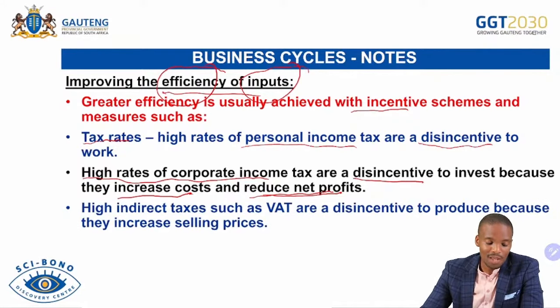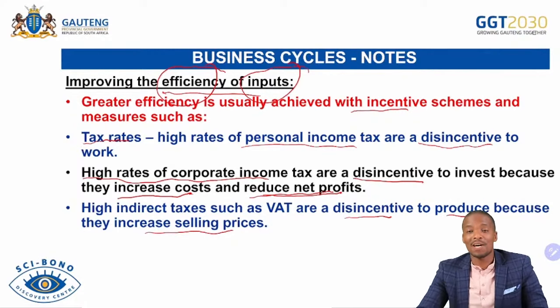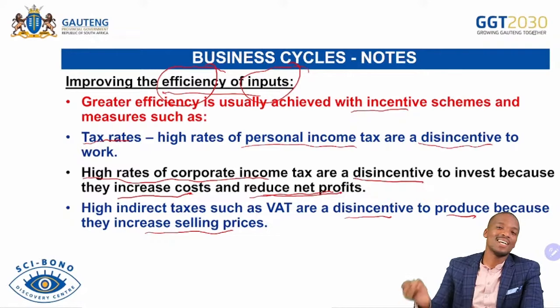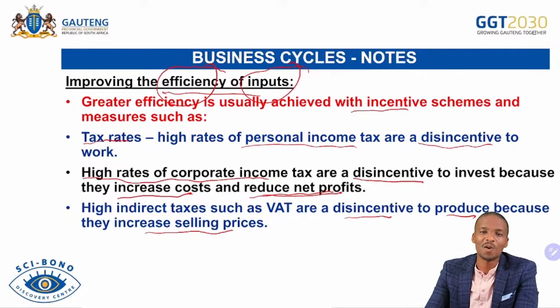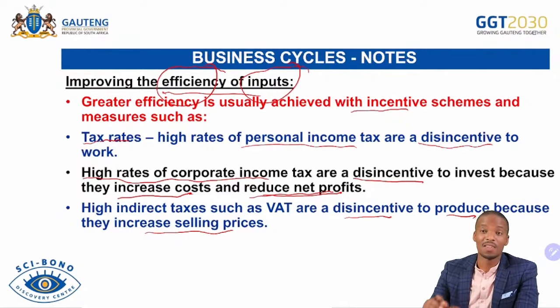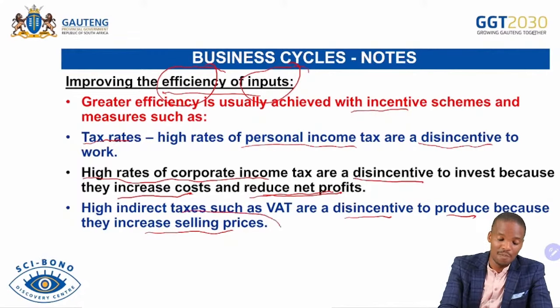Another one, high indirect taxes such as VAT act as a disincentive to produce because of increased what? Selling price. Remember now, businesses have what we call the cost of production, and when they get that cost of production, which is GDP at basic prices, as you've done when doing your national account aggregates, then you're going to add the taxes on products, you minus the subsidies on products, then we are going to have a GDP at market price, which is your selling price in this way.